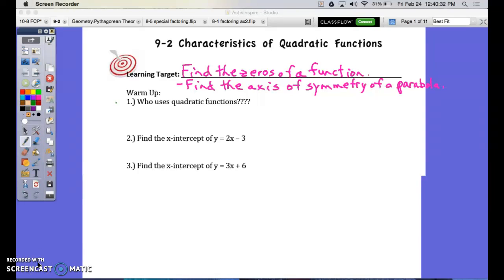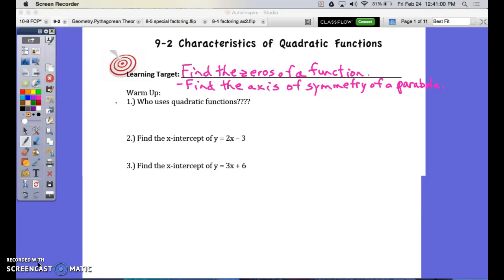So in section 9.2, we're going to take a look at characteristics of quadratic functions. Our learning targets today are finding the zeros of a function, and we'll talk about what those mean. And then finding the axis of symmetry of a parabola, which is essentially a line on our graph. We're also going to take a look into section 9.3 on how to graph parabolas, so we'll do a little bit of overlap into that section as well.